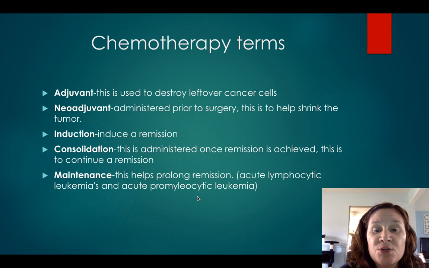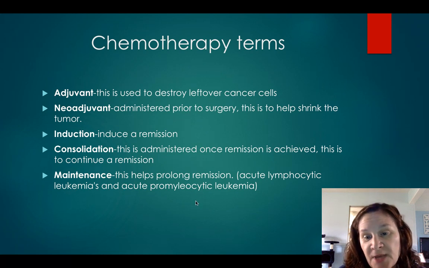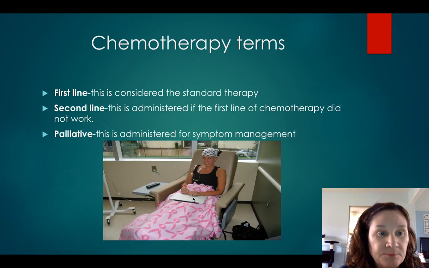Consolidation is administered once remission is achieved. That way they can continue remission. And maintenance is to help prolong remission. So the adjuvant and neoadjuvant are mainly used for patients with solid tumors, and induction, consolidation, and maintenance are really for the blood cancers, such as leukemia and lymphoma.